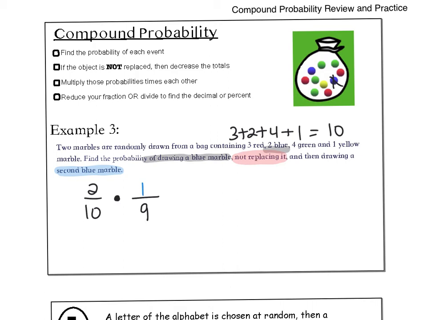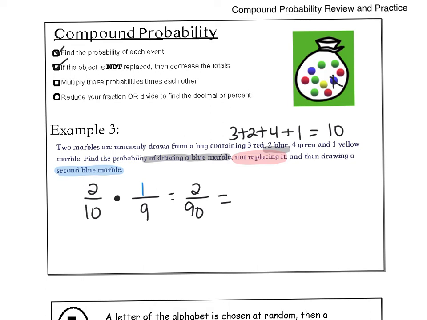Okay, so now I have found the probability. I have not replaced, so I've decreased my totals. And I'm going to multiply my probabilities. So 2 times 1 is 2. 10 times 9 is 90. All right, and so now we can reduce our fraction.